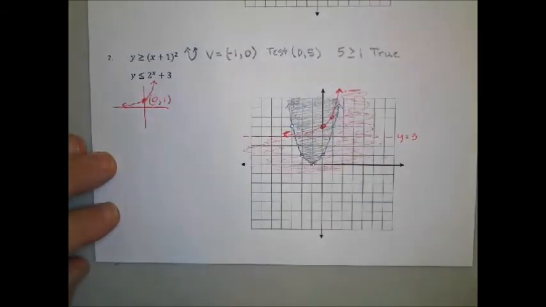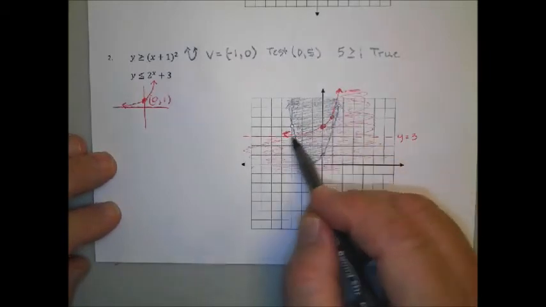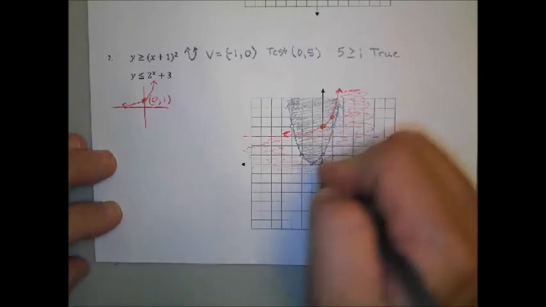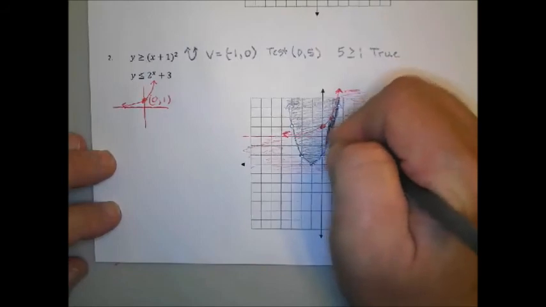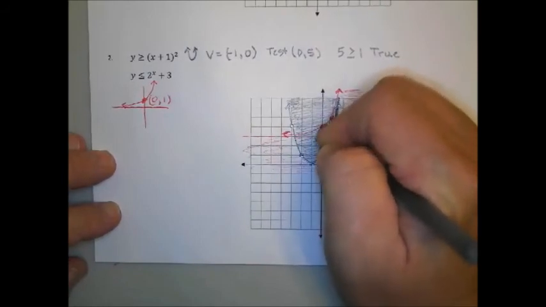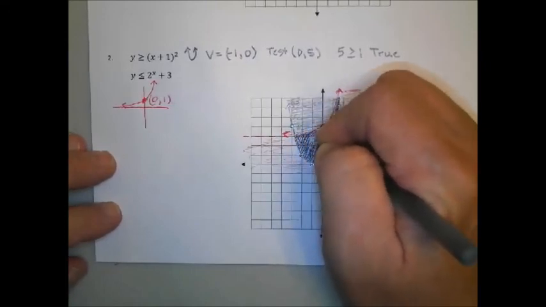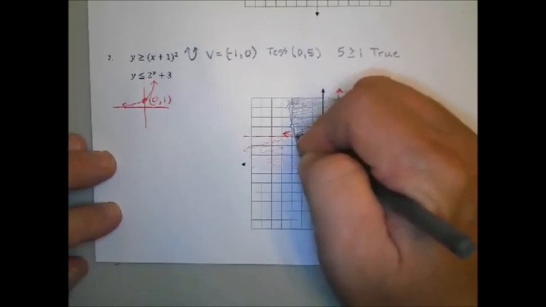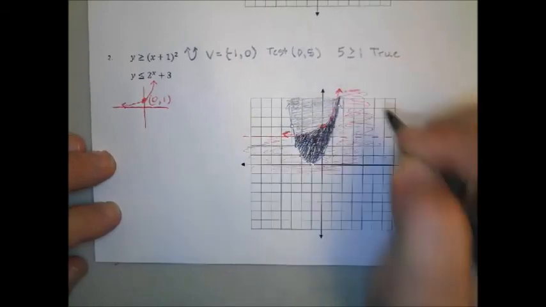And one more time, the true question is, where have I intersected the shading? What part of this graph got shaded both times? And here it is right here. Everything that's underneath the exponential, but inside the parabola. So pretty much right here. That would be your solution.